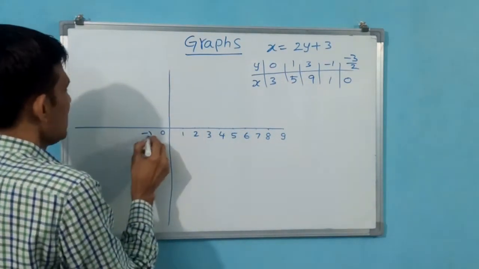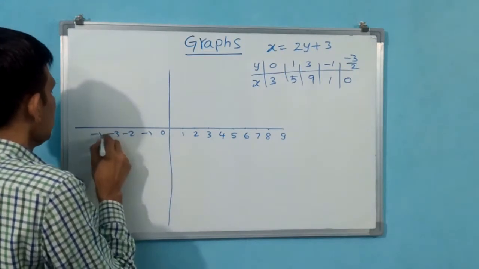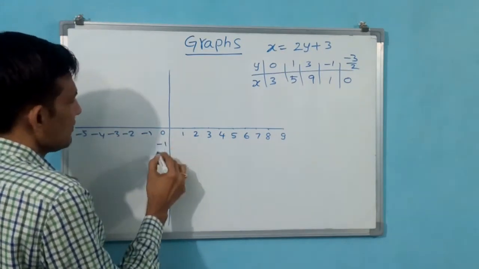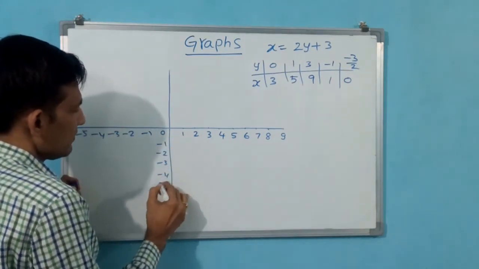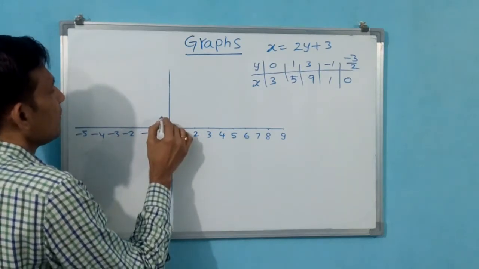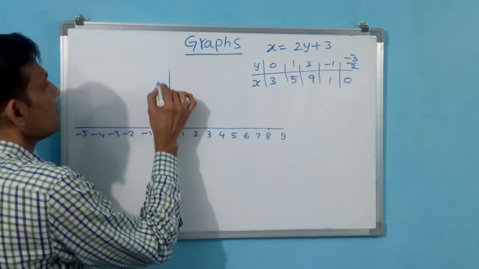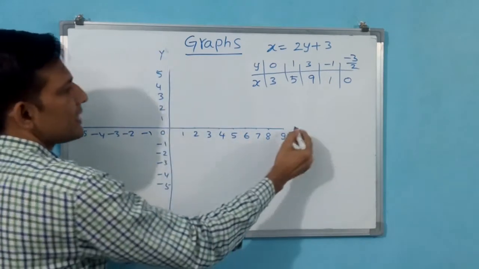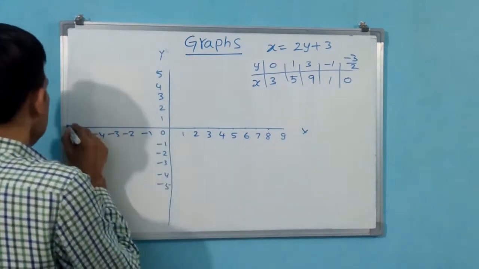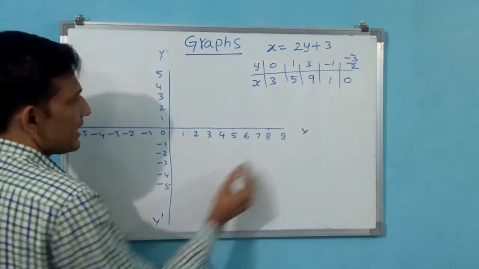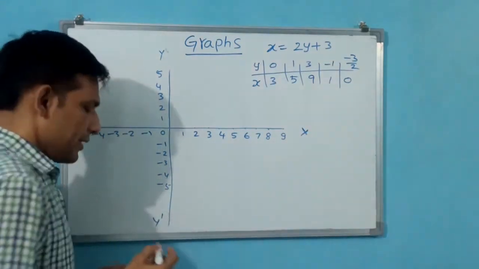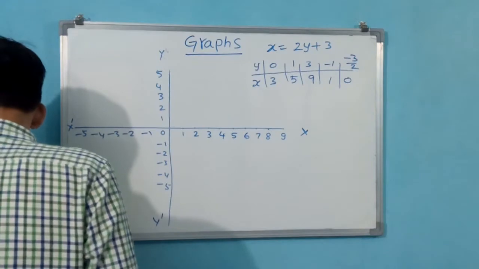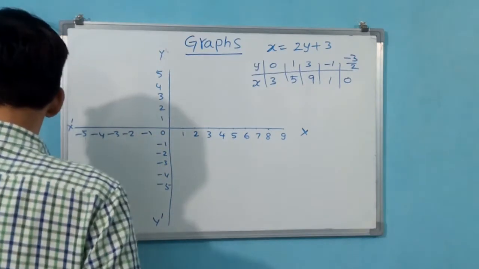-1, -2, -3, -4, -5. 1, 2, 3, 4, 5. This is Y, not Y dash. This is X. This is X dash. This is Y dash. Okay.